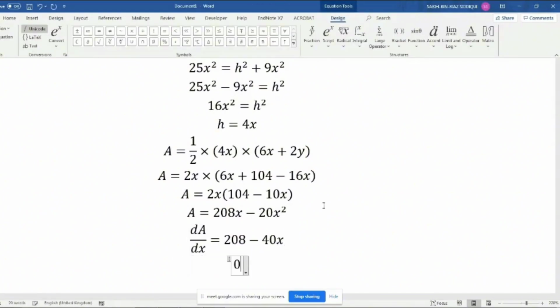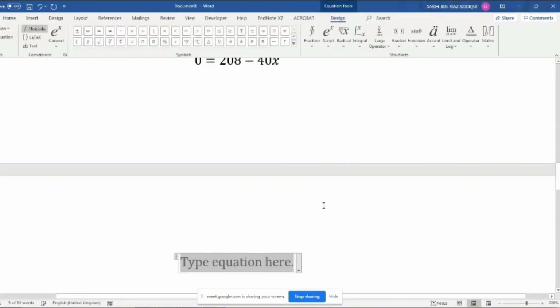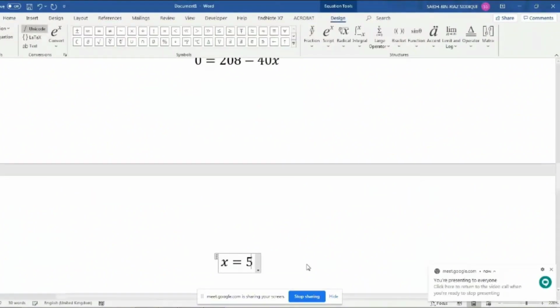Whether it's a minimum point or a maximum point, both of them are still stationary points, so both of them still have the differential equal to 0. So 208 minus 40x equals 0. Yes, class. Hurry up, solve this. Let me know what is the value of x that you people are getting. X is equal to what? Good, Ryan. 5.2 what? Centimeter. Let's take this as centimeter.